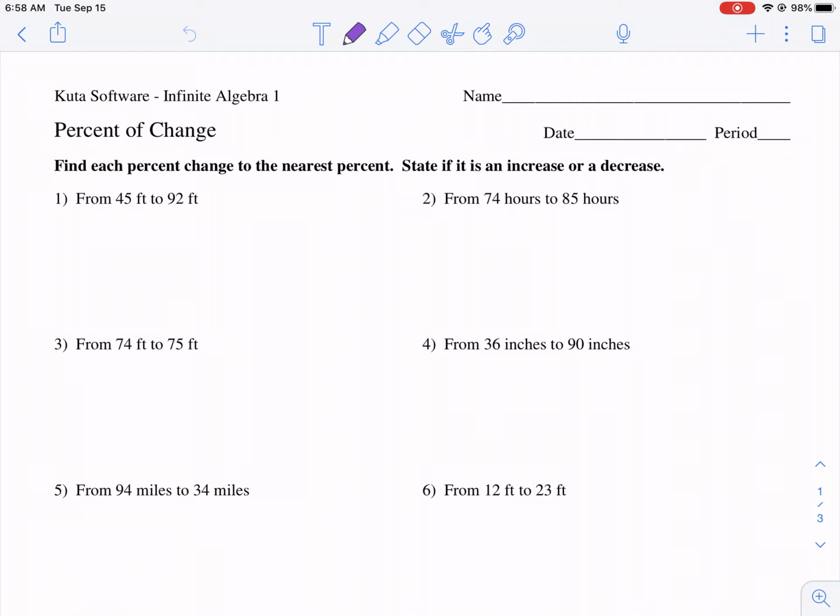There are a ton of misconceptions about percent of change, and a lot of students get mixed up with some other percent concepts. So we're going to try to break it down in this video into the simplest way possible. Let's go ahead and get started.